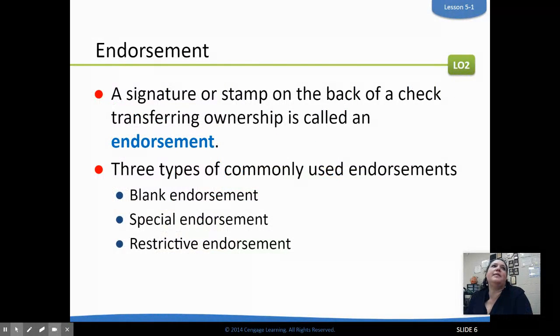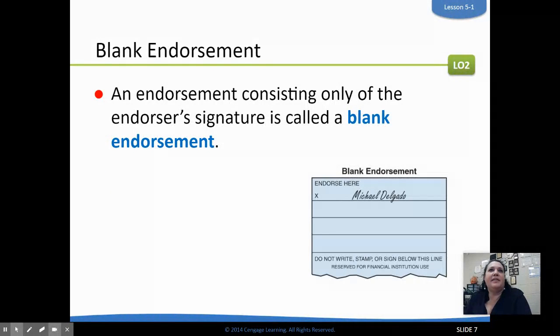Okay, so an endorsement is a signature or stamp on the back of a check transferring ownership. There are 3 types: blank, special, and restrictive. I did see a video or a message on the message board saying that on MindTap it's a little bit different, so we're going to have to see how that works. But basically, this is a blank endorsement. It's just where the endorser signs the back of the check. That means it's endorsed. However, it's not as safe as others.